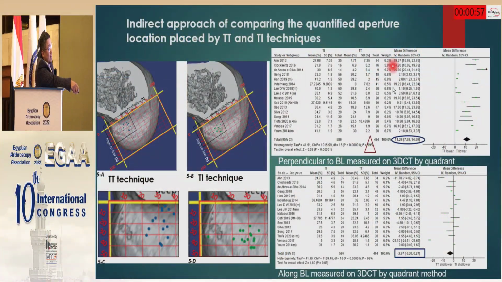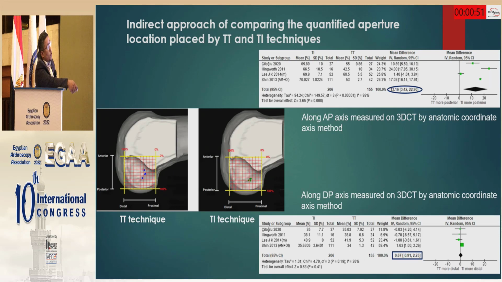We could appreciate that these green dots are lower than these blue dots. And also we measured this, pooling 4 studies that measured it by the anatomic coordinate axis method on the 3D CT. Also, we found that the tibial independent technique put it at a significantly more posterior position.